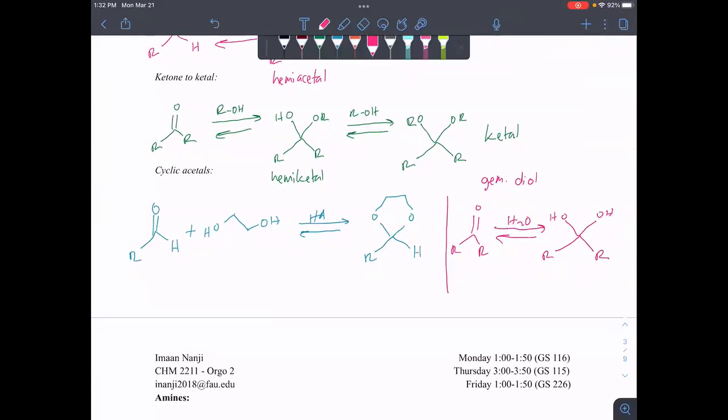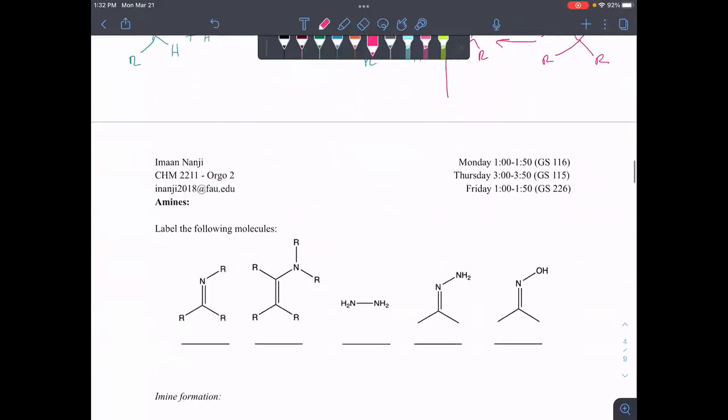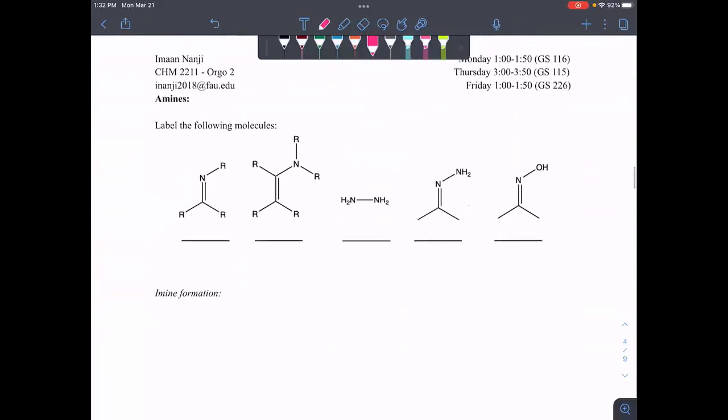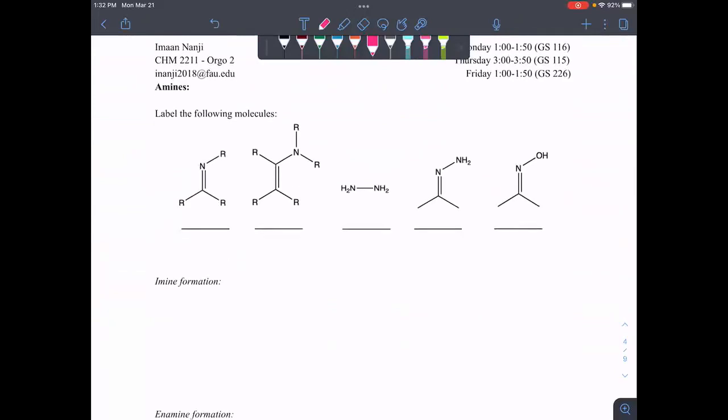Okay, can I move on? So now I have amines. Same idea. You have a bunch of molecules that are really similar. They have interesting names, and then we do reactions to make them.